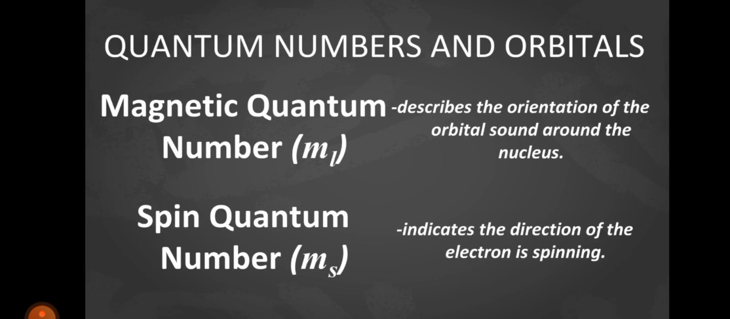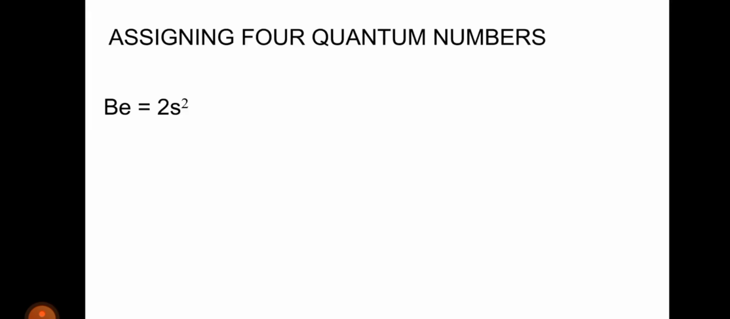Next, we have the spin quantum number. It indicates the direction the electron is spinning. So, sa spin quantum number, dalawa lang yung pwede maging possible values natin. It's either positive 1/2 or negative 1/2. So, let's assign these 4 quantum numbers in an atom.